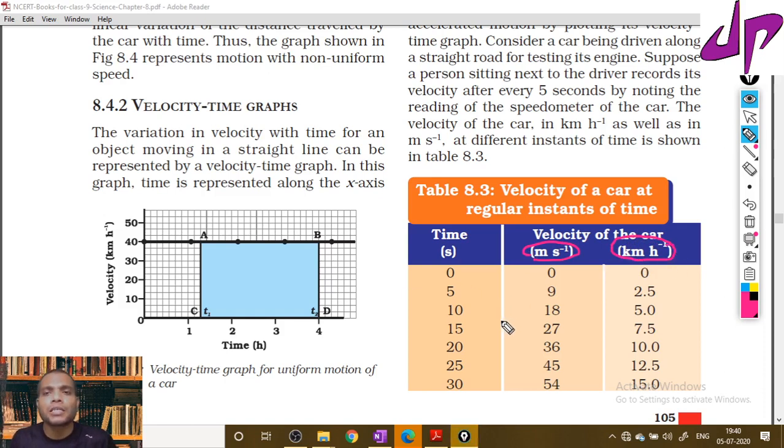Now our task is to plot a velocity versus time graph. We will plot the velocity versus time graph, and we will see what the shape of that graph is. The earlier case was different, where the object was moving with uniform velocity, but in this case the car is not moving with uniform velocity, it is moving with uniform acceleration. So you can give acceleration as much as you want.